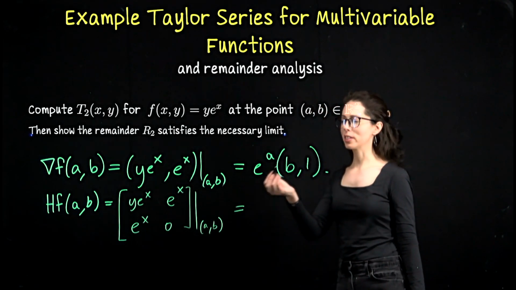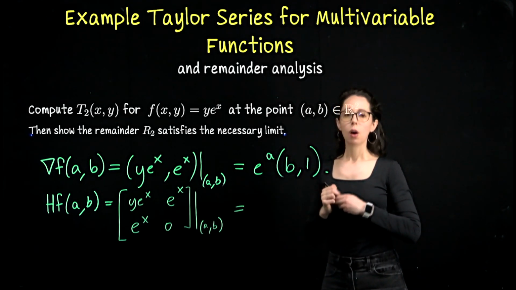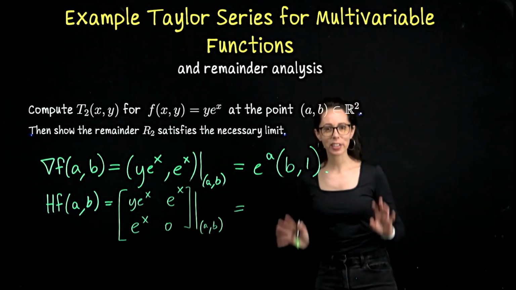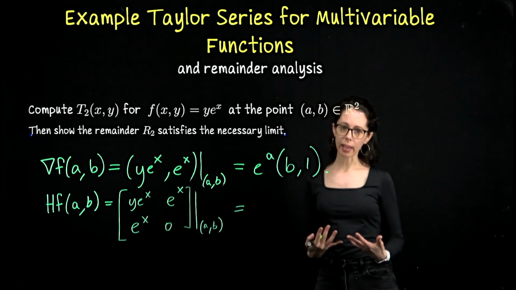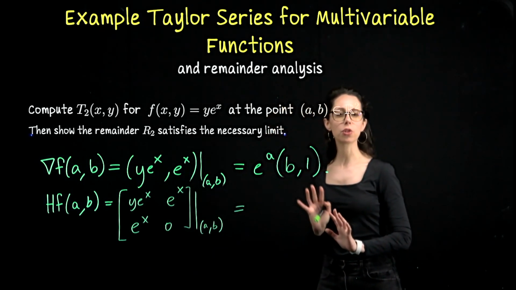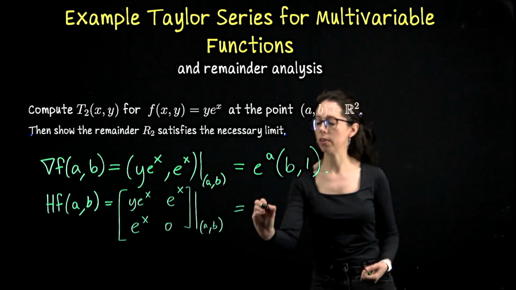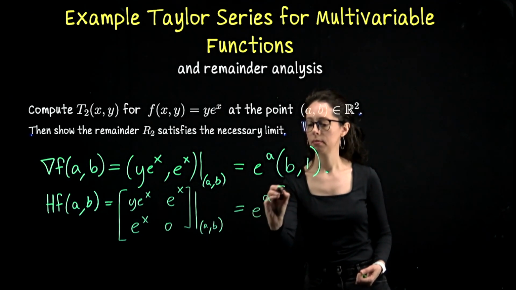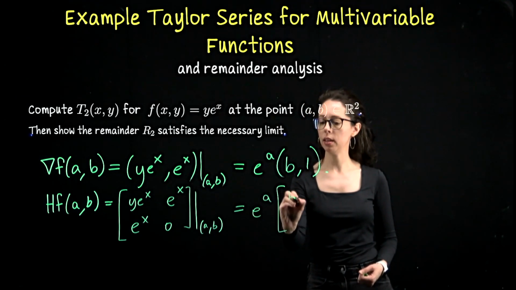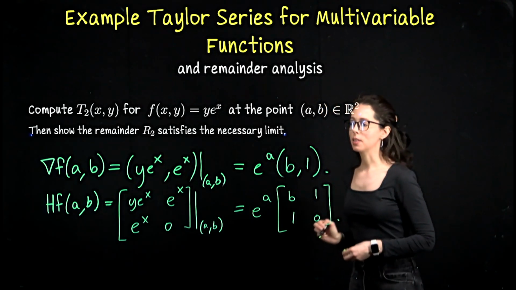I switched markers and I don't think this one is as good. I apologize. I hope it's still readable. Once again, in vector calculus, if you can pull a scalar in front of a vector quantity, or in this case, a matrix quantity, do so. It usually makes things better. So let's pull what will now turn into e to the a in front. And we will have b, 1, 1, 0. And yes, it is symmetric.